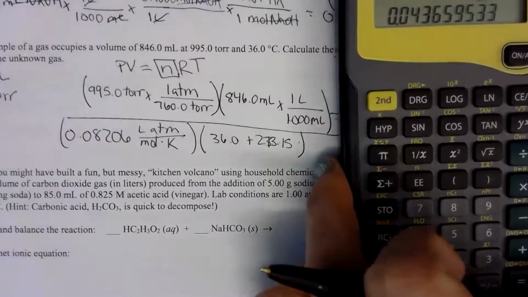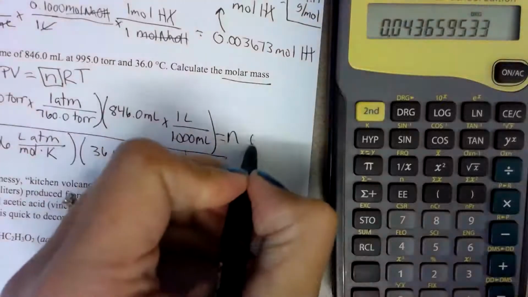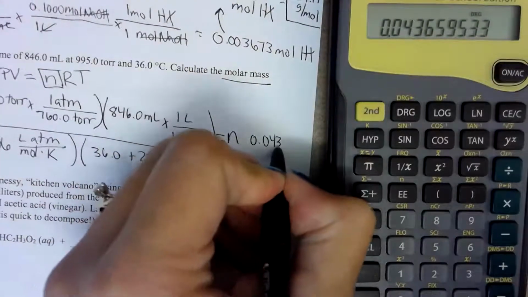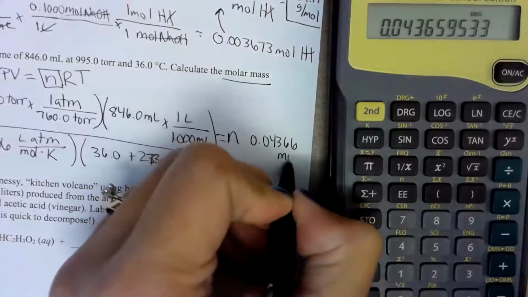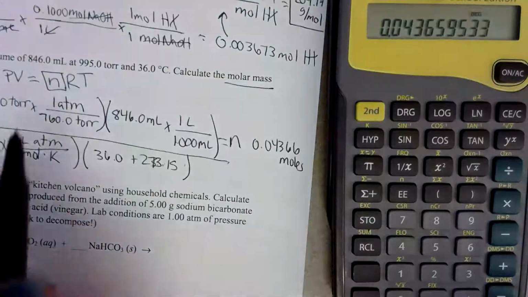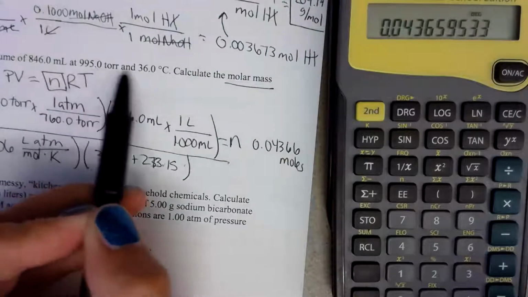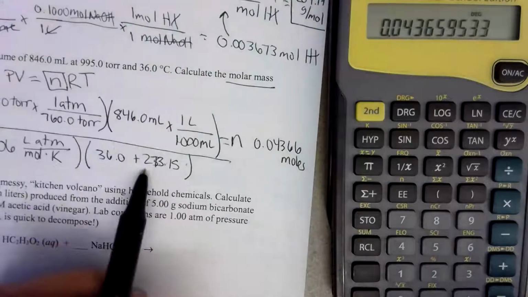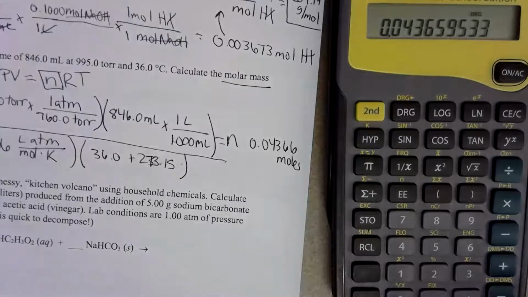So at the end of it, I got 0.04366 moles. Let's look at sig figs. We had 4 in the milliliters, 4 in the pressure, 3 in the temperature, but when we did addition, we got an extra one. So having 4 in our answer is reasonable.